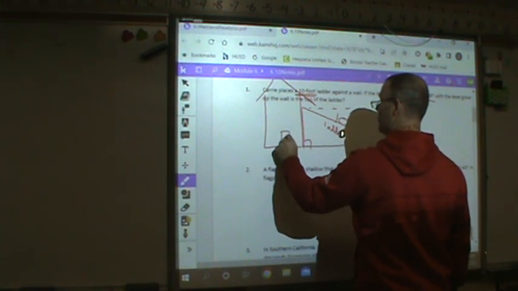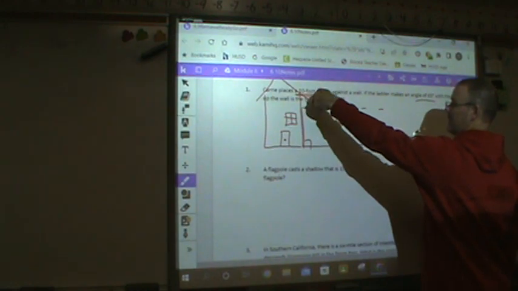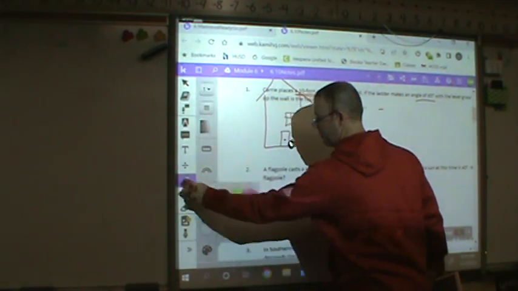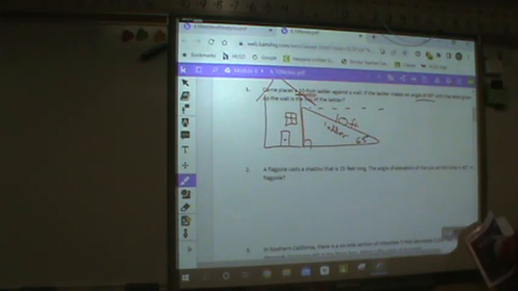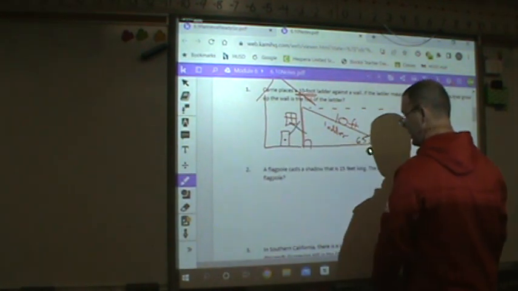So again, draw the door, draw the window, etc. The ladder in the house, that's not the ladder in the level ground. So where's the 65-degree angle? The 65-degree angle should be over here. Again, you got to think, all right? And it says how far up the wall is the top of the ladder. So this is my X over here.